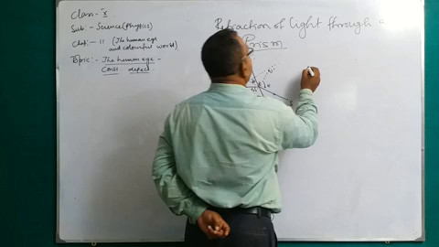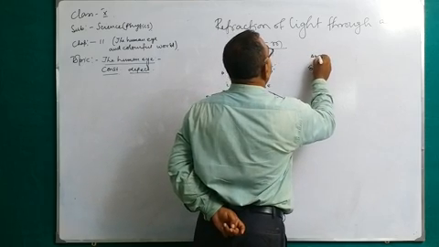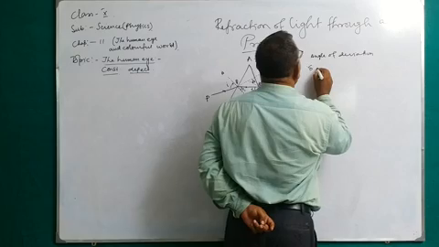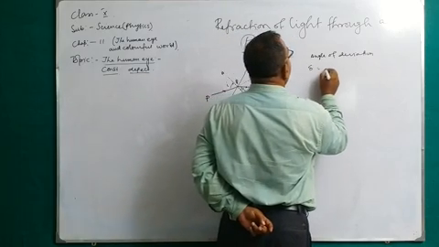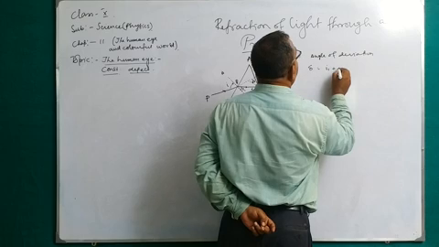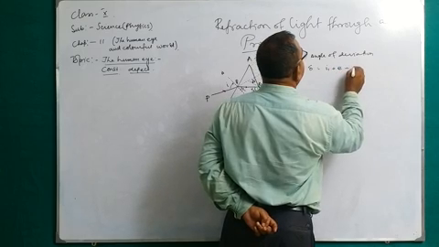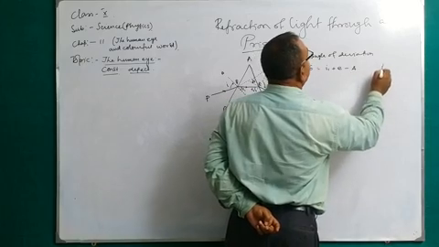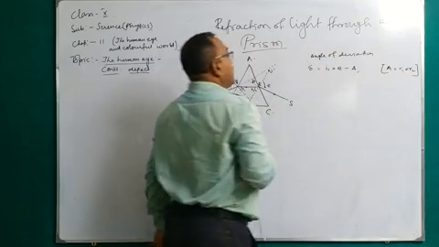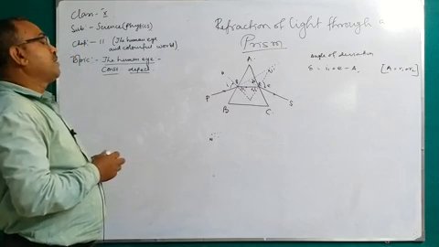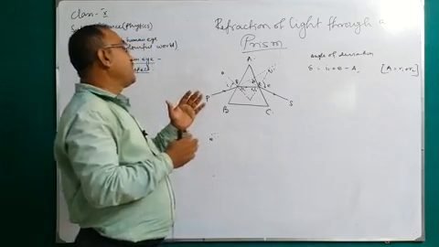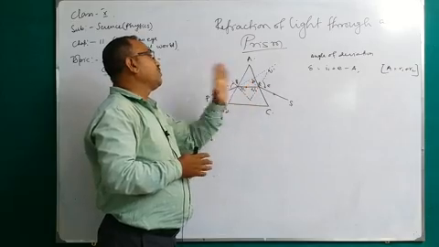So angle of deviation delta equals I1 plus I2 or E minus A. A means R1 plus R2. This is the derivation, this is the formula of angle of deviation. When the ray passes through the prism, the angle of deviation delta equals this.